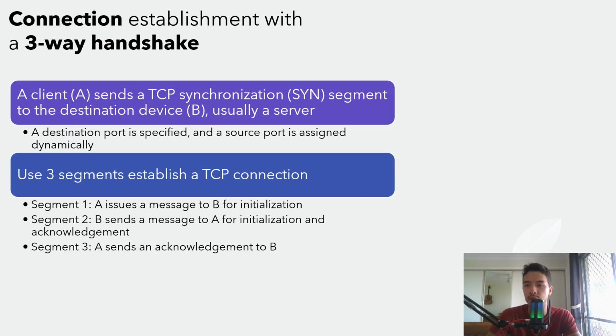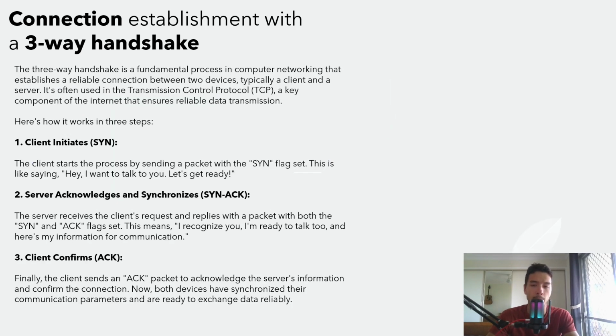So, for example, client A sends a TCP synchronization, a SYN segment, to the destination device B, usually a server of some sort. Now, the destination port is specified and the source port is assigned dynamically. 3 segments are used to establish a TCP connection. Segment 1: A issues a message to B for initialization. 2: B sends a message to A for initialization acknowledgement. And 3: A sends an acknowledgement back to B.